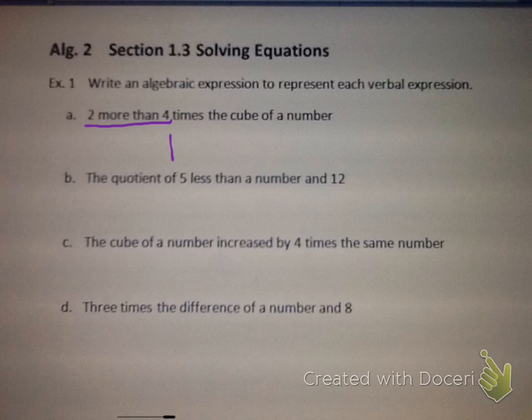Anytime you have the word more than or less than, that means you put that in the back. So you kind of flip-flop the order. So you would write 4 times the cube of a number first. And 4 times the cube of a number is 4x cubed, and that goes in front. And then the 2 more than means we're going to add 2 to the 4 times the cube of a number.